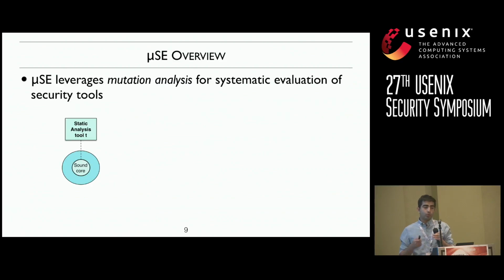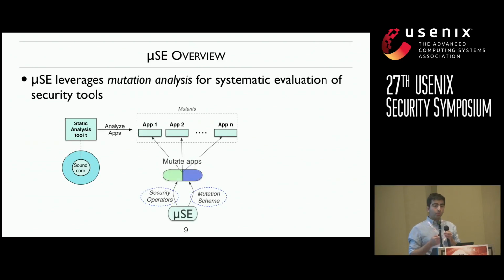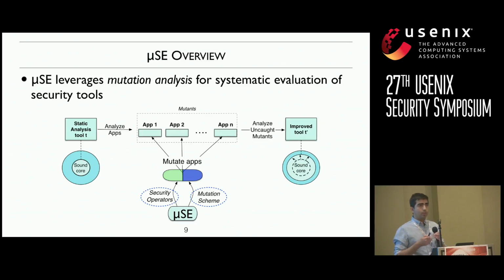So likewise in MUSE, we start off with a security tool with a sound core, and we test this tool against a set of apps. In our case, these apps are going to be mutants that are generated by MUSE with the help of security operators and mutation schemes. So we analyze the uncaught mutants to discover flaws in that security tool.